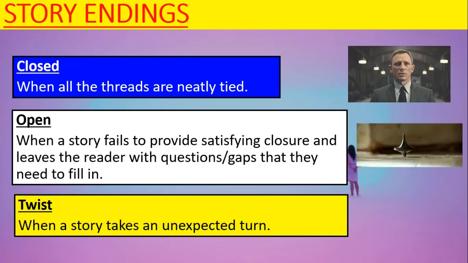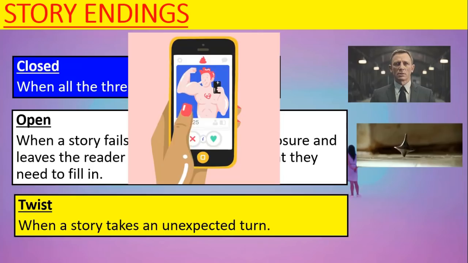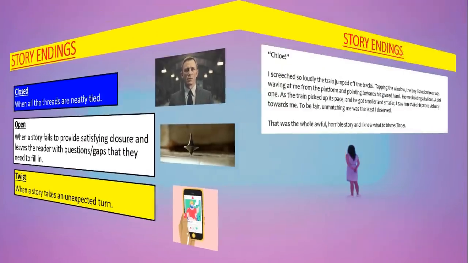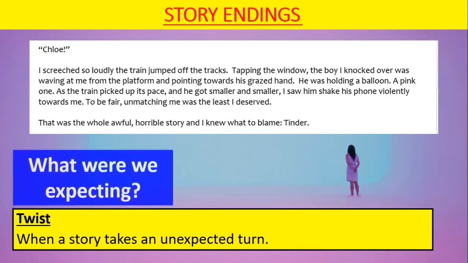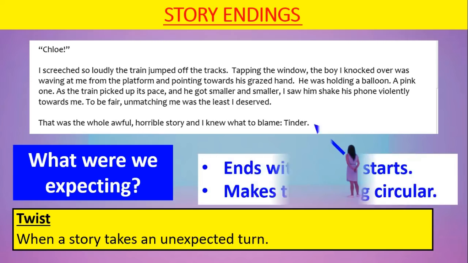And then a twist ending is when a story takes an unexpected turn. We can look at the Tinder story as one that takes an unexpected turn. So if we look at the ending again, what were you expecting? Well, in this story, when she runs away from the old man, we probably thought that was it, she's going to get on the train as well. However, the twist is actually that the old man was never the date at all. It was the real person she was waiting for. However, he was just a little bit late.